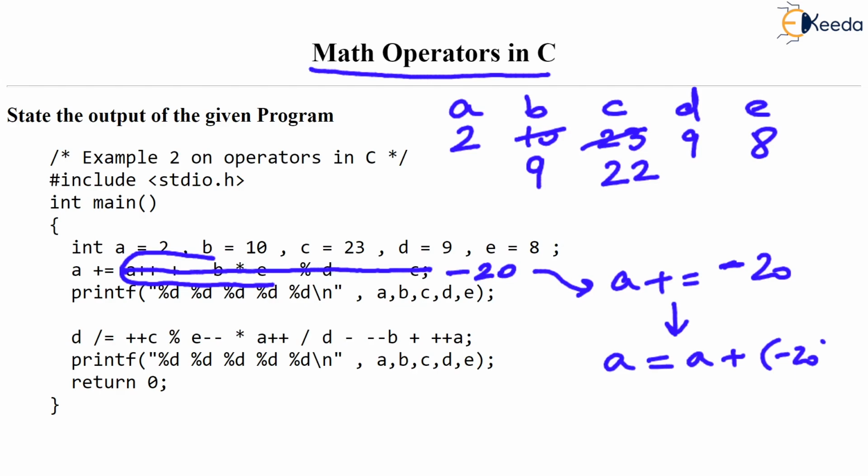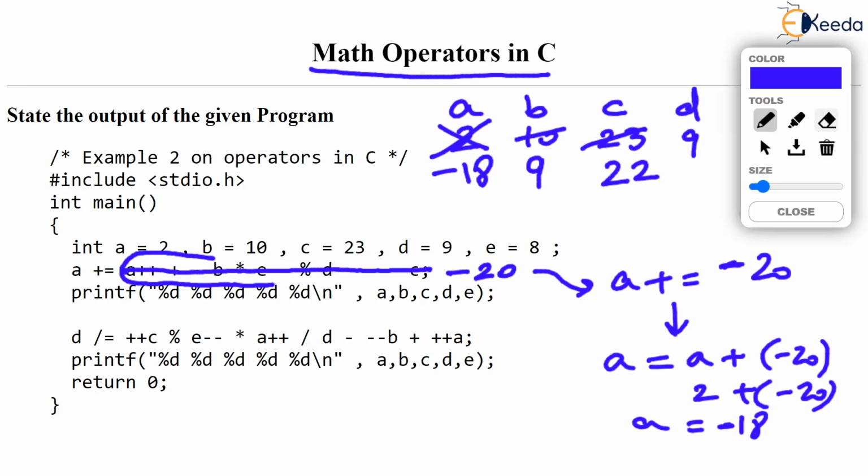But observe that A is 2 in the table. So this becomes 2 plus minus 20. So A becomes minus 18. So I am updating the value of A. Finally, A becomes minus 18. Listen carefully. And we now have the new value of A. Hey, A has become minus 18.